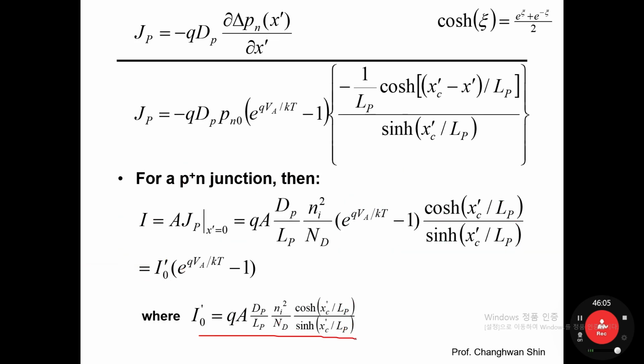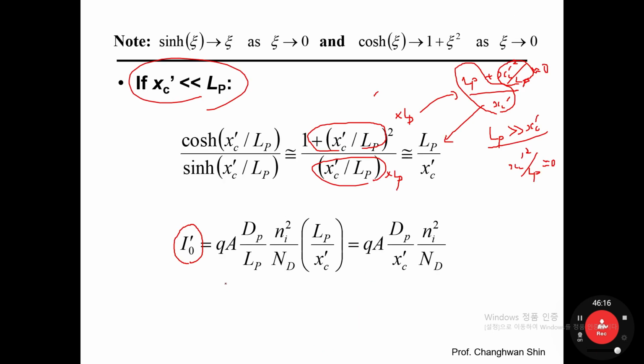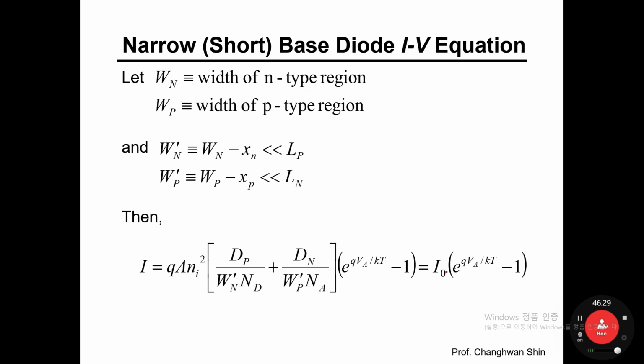I naught prime is this, but this part has been approximated as XC prime LP. So I naught prime becomes the equation shown in here, and LP are cancelled out. And you're gonna end up with this equation. All right, we're almost done.